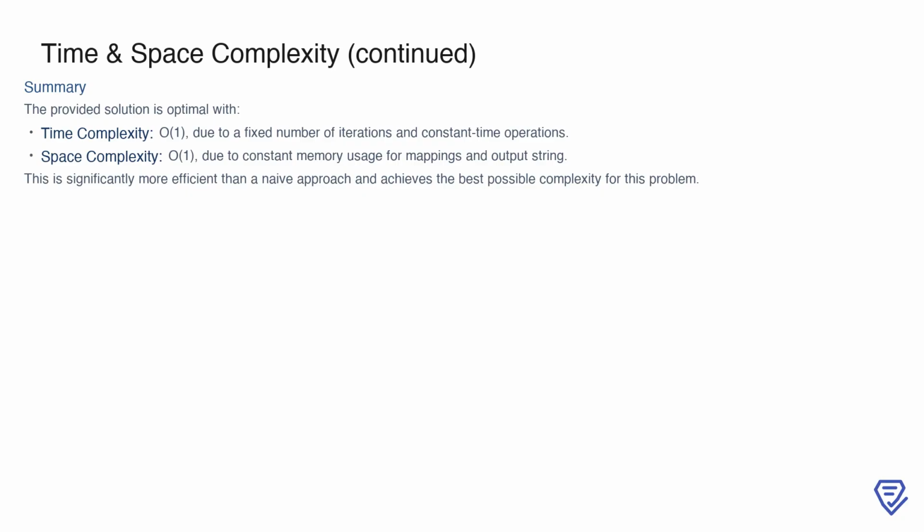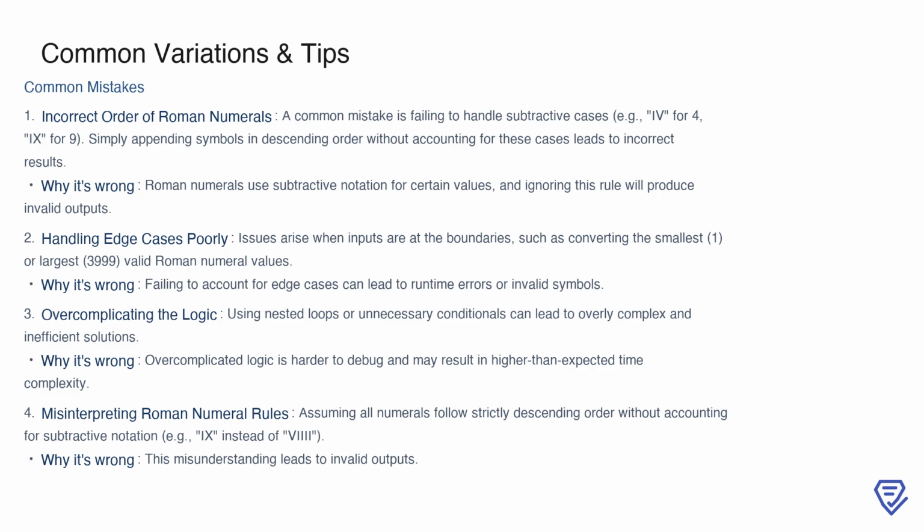of the input size. When working with Roman numerals, there are several common mistakes to watch out for. First, one of the biggest pitfalls is not handling the subtractive cases correctly. For example, the numeral for 4 is IV, not IIII, and 9 is IX, not VIIII.